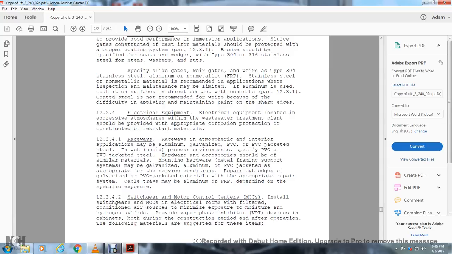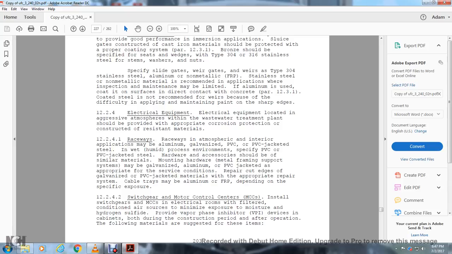12.2.4. Electrical equipment. Electrical equipment located in an aggressive atmosphere within the wastewater treatment plant should be provided with appropriate corrosion protection, including the construction material of the raceways. For raceways in an atmospheric interior, aluminum, galvanized, or PVC jacketed steel may be used; in wet, humid process environments, PVC or PVC jacketed steel should be specified. Hardware accessories should be of similar materials. Bonding hardware and metal framing for the support of the system may be galvanized, aluminum, or PVC jacketed as appropriate for the service conditions. Repair cut ends of the galvanized PVC jacketed materials with the appropriate repair for the system.